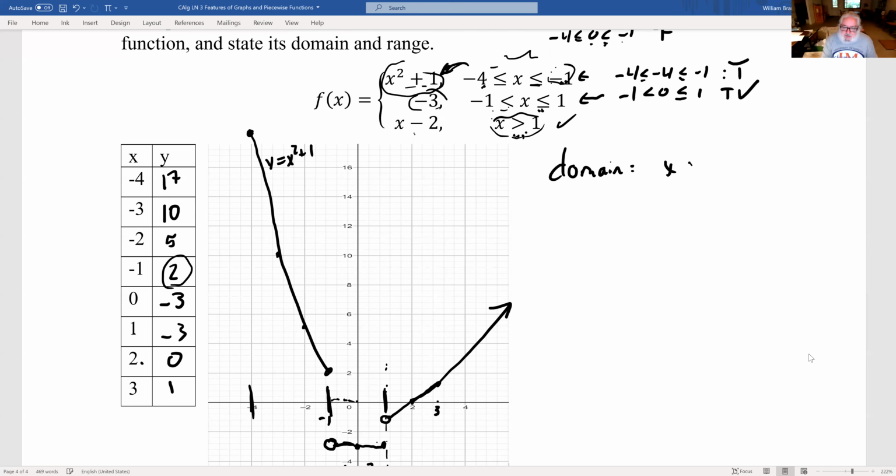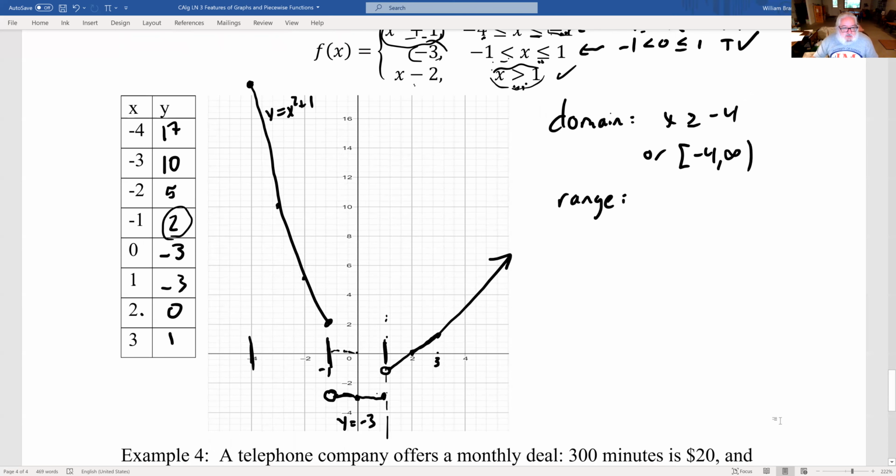Well, x greater than -4, or -4 comma infinity. The range is a little bit tricky, right? Because the range is the y values. And so we have from 17 down to -2. And then this one starts at whatever y value this is, and then goes up to infinity. So that covers all of these things, right? So this goes up to infinity.